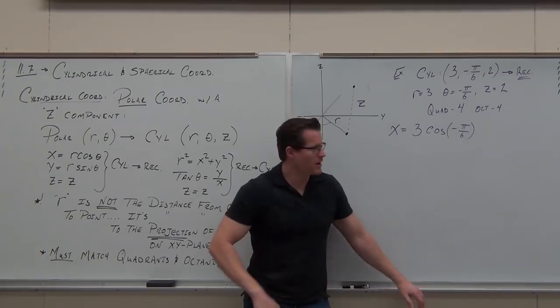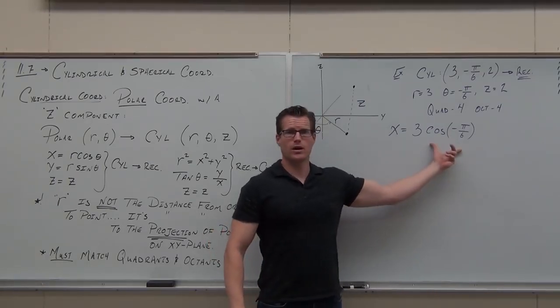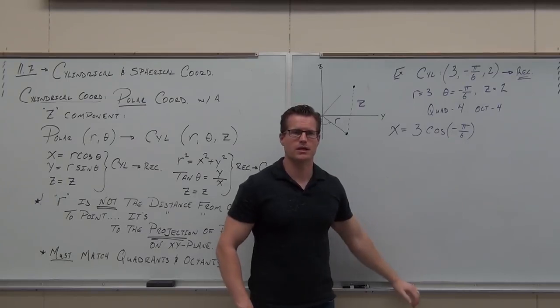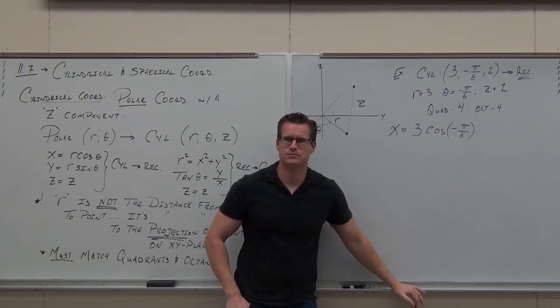It's there, right? So, okay, can you figure out what 3 times cosine negative pi over 6 is? Because if you can, that will give you the x-coordinate. What's cosine negative pi over 6? Do you know? It's going to be root 3 over 2. Is it positive or negative? Positive.